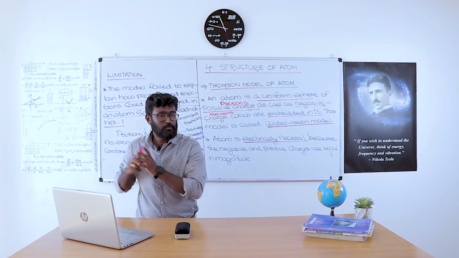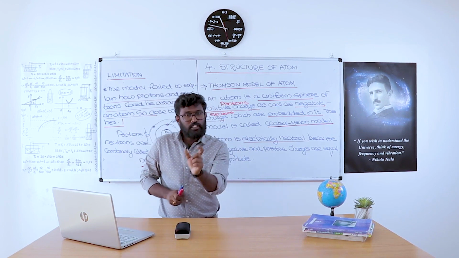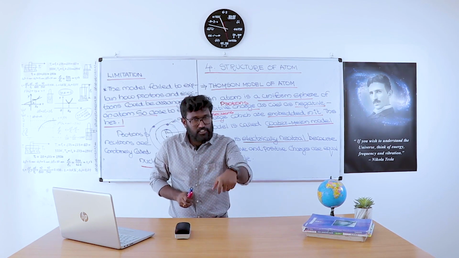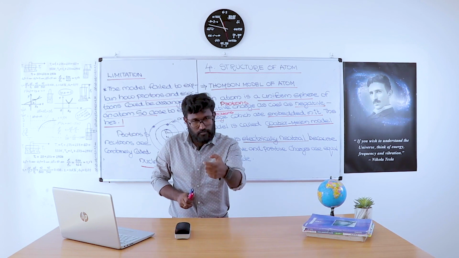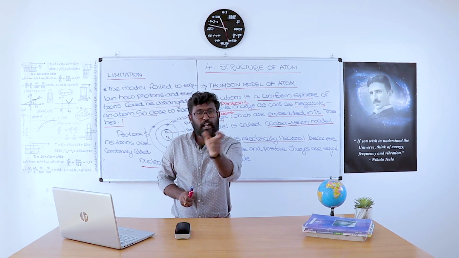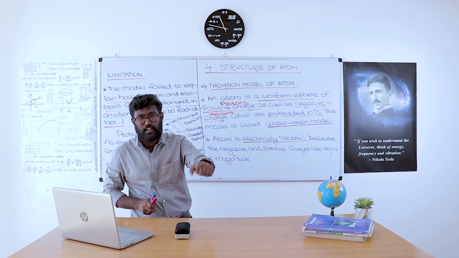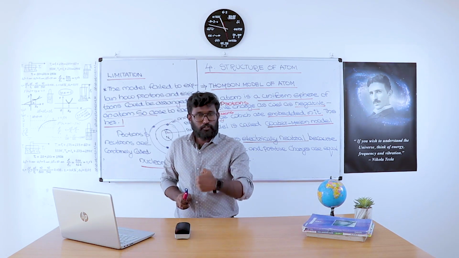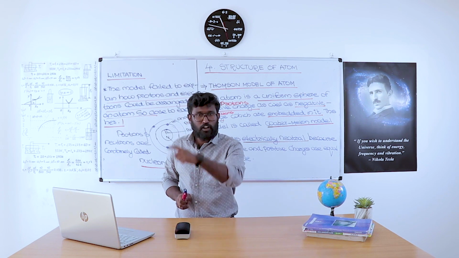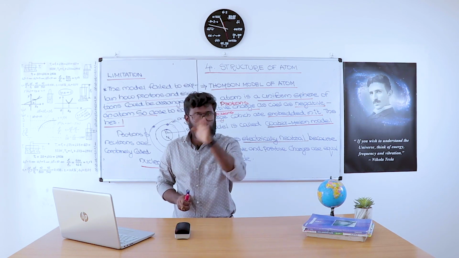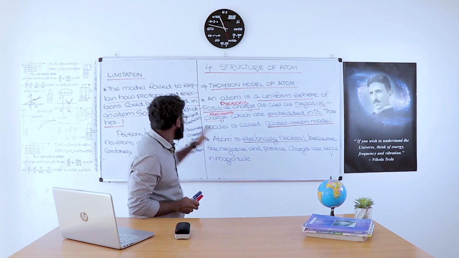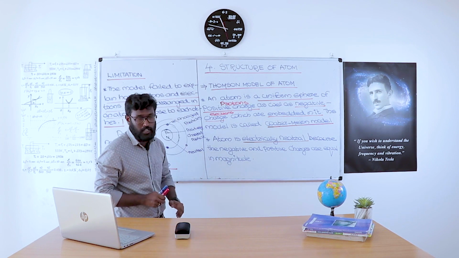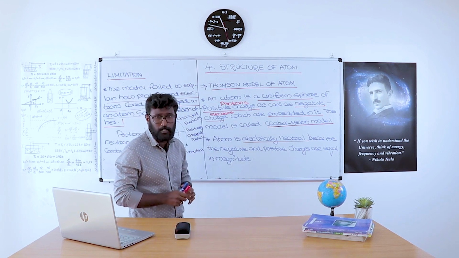What is the limitation of the Thomson atom model? J.J. Thomson failed to explain how electrons and protons are arranged inside the atom so close. So he failed to explain the arrangement of electrons and protons inside the atom. In the next atom model, called the Rutherford atom model, Rutherford clearly explains the arrangement of electrons, protons and neutrons inside the atom. So this is the limitation of the J.J. Thomson atom model.